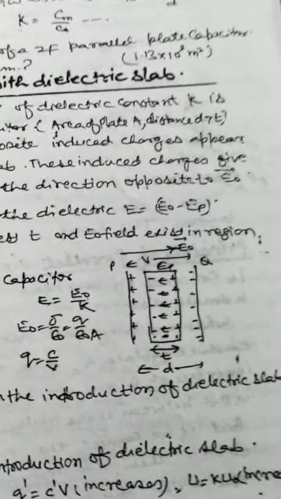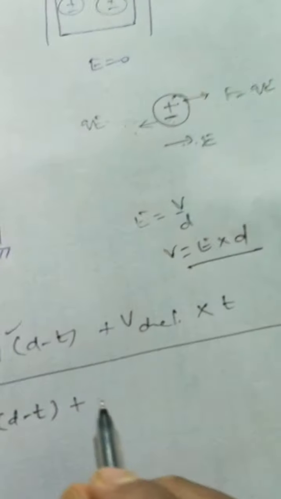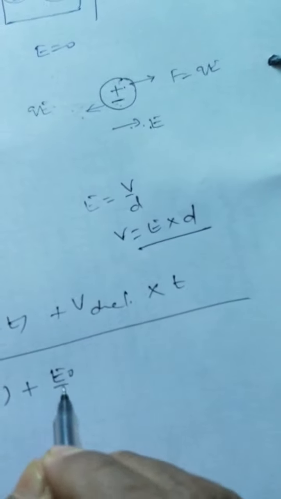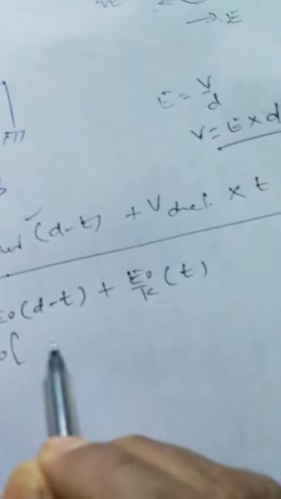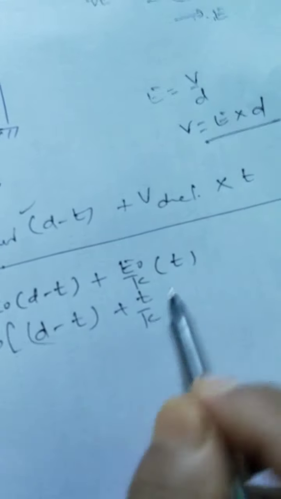So what will be our expression? V is equal to E0 into D minus T plus E0 by K into T. Taking E0 common, what will be D minus T plus T by K.